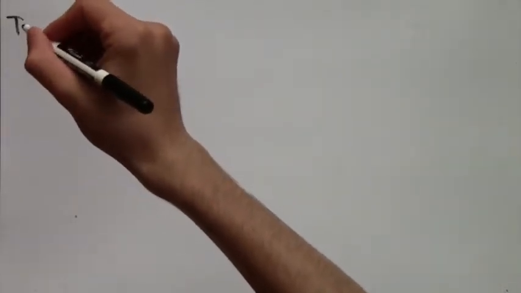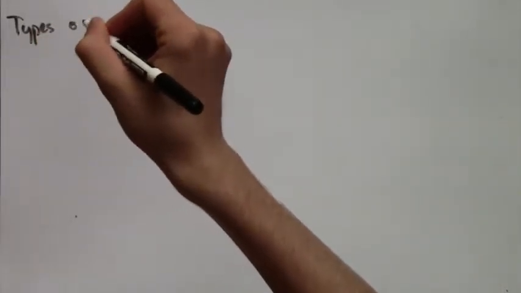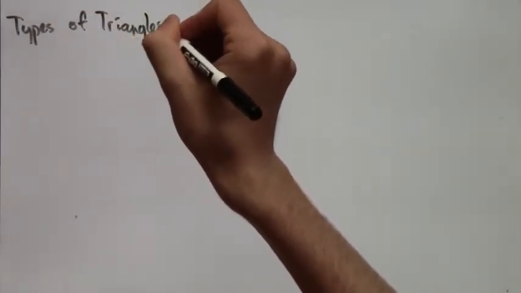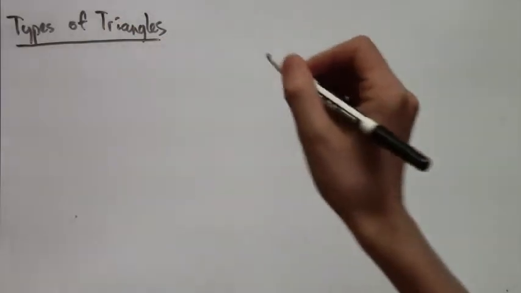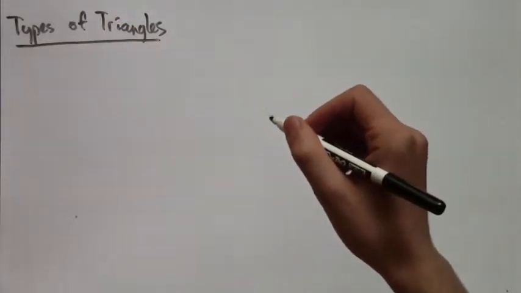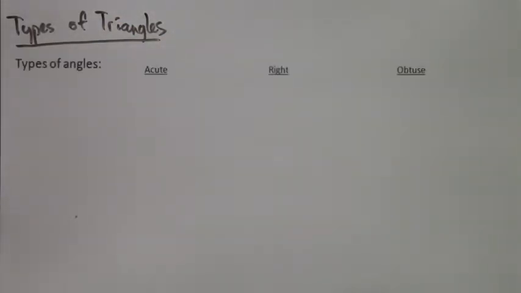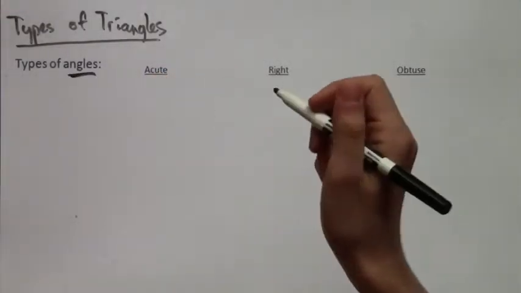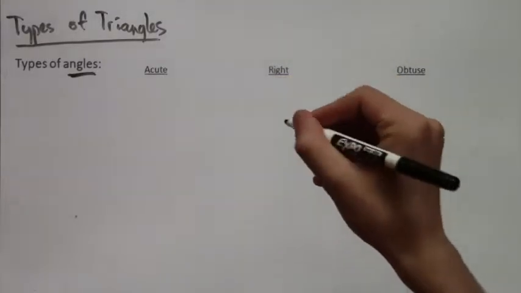In this video lesson, we will learn about different types of triangles and also how to identify them. So first, the type of triangle depends on the type of angles that it has. There are three types of angles that we care about, and those are acute, right, and obtuse.